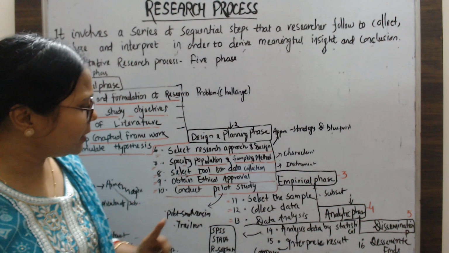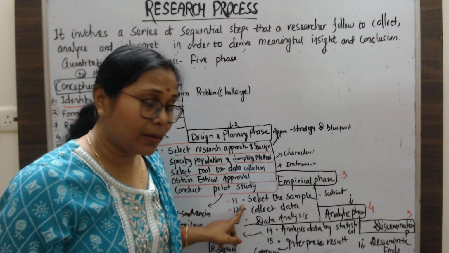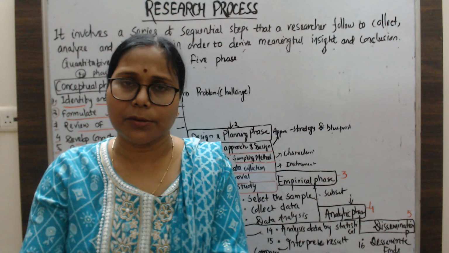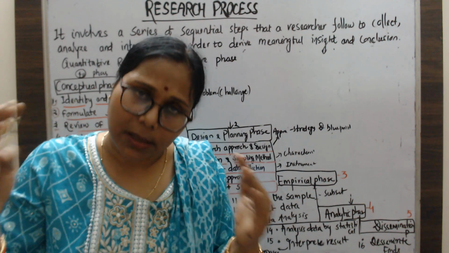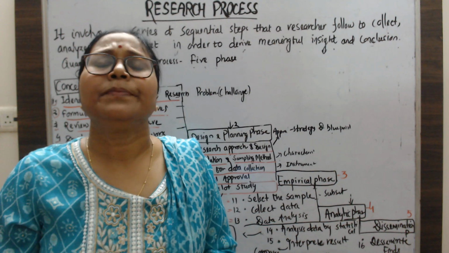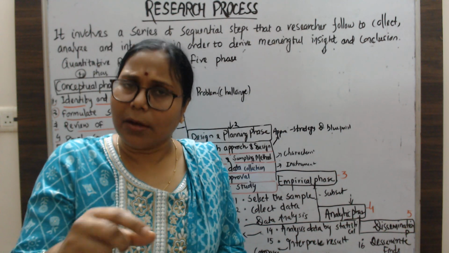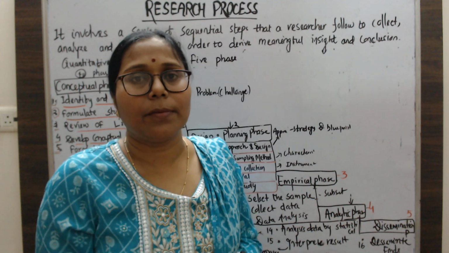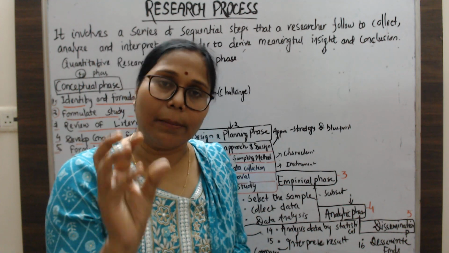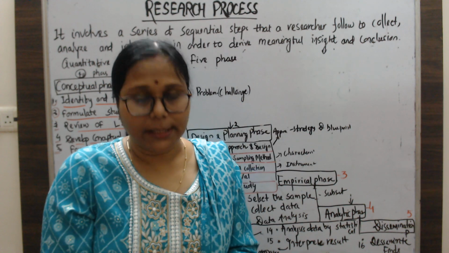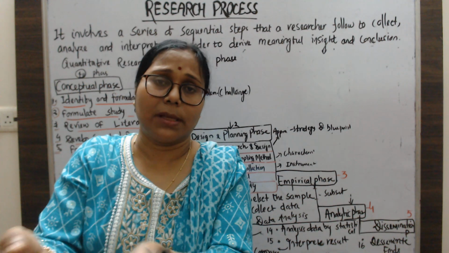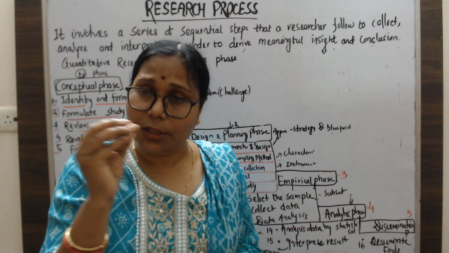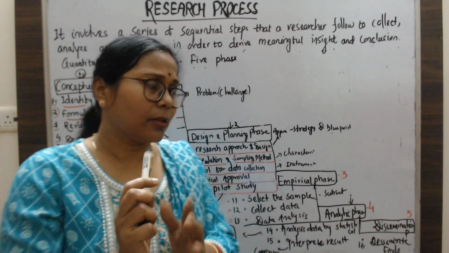In the empirical phase, the 11th step is to select the sample. It is not possible for the researcher to collect data from the entire population. It is not feasible and not cost effective either. So we will take a representative subset of the population, and that is called the sample. We are not collecting data from the entire population, so we take a sample, or you can say a subset of the population.